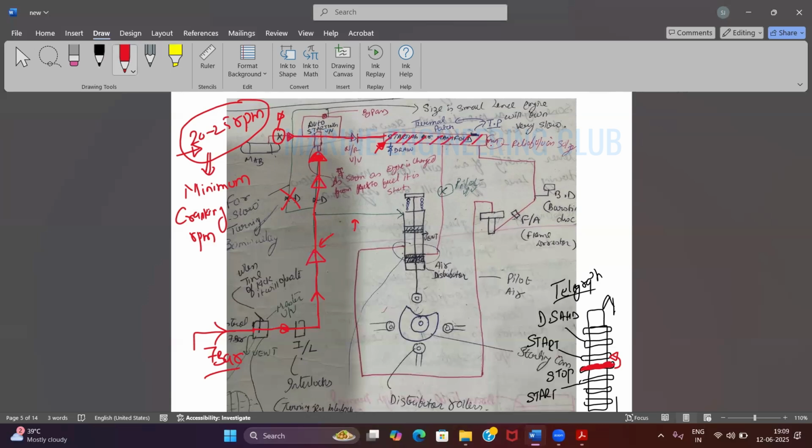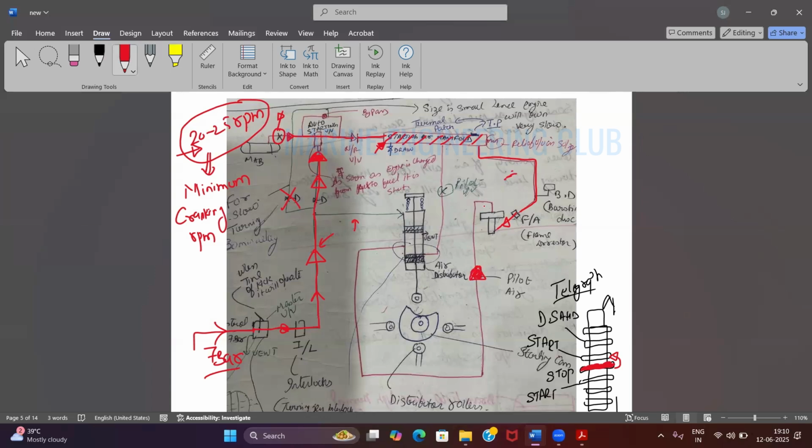Agreed? Now this 30 bar air will be going to your air starting valve, which is mounted on top of your cylinder head. This air itself cannot open the valve until and unless my pilot air is also coming. Where is the pilot air? It was going from the top. This is the pilot air. Agreed? Yes, sir.